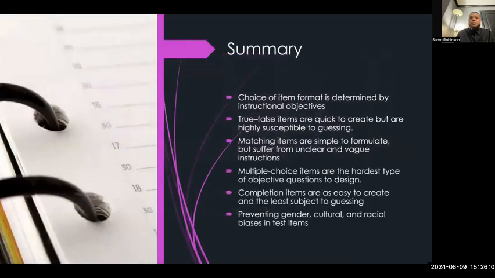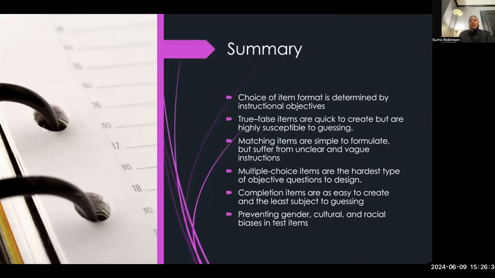And kind of just give us a summary about everything we've talked about today. Talk about choice of item format is kind of determined by the instructional objectives. They want to go hand in hand to provide the best choice of item format for the person taking it. We talk about true and false items are quick to create, but also highly susceptible to guessing. With it being a 50-50 chance, that'd be very highly prone to guessing and trying to stop that.